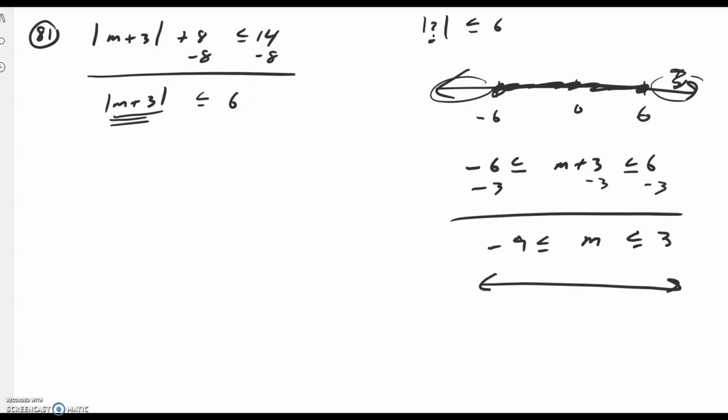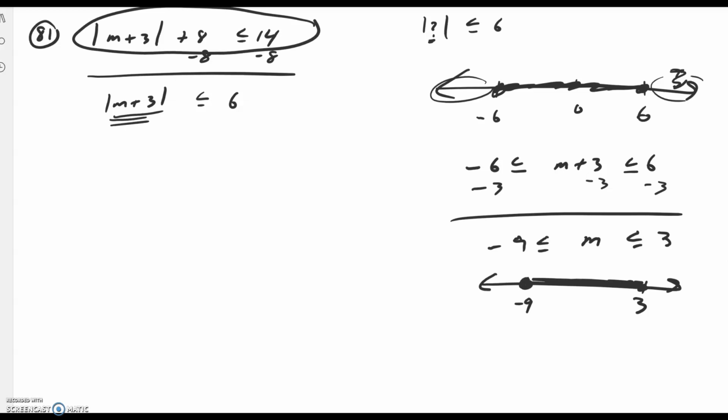First, -9 is part of the solutions, 3 is part of the solutions, and everything in between. This is where m has to be. M has to be in between -9 and 3 for this to be true.